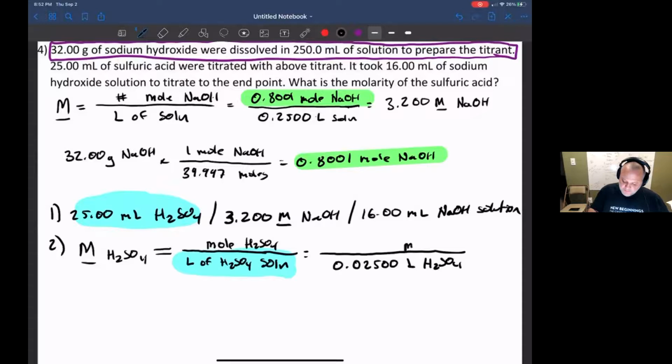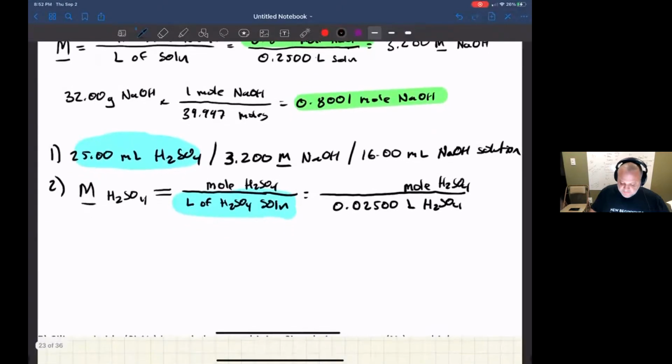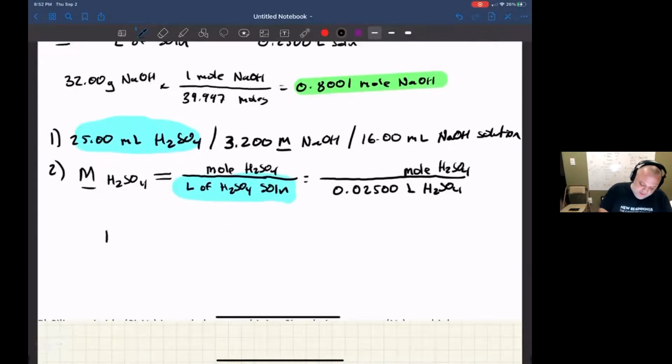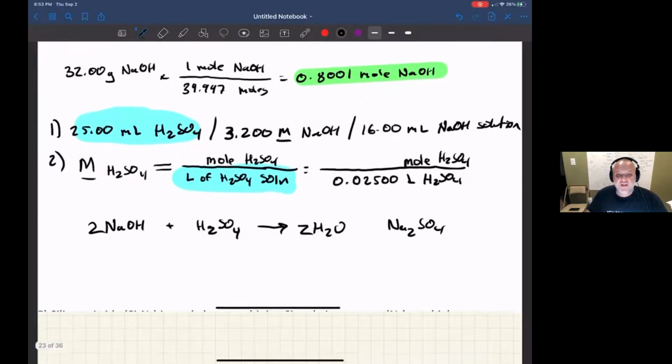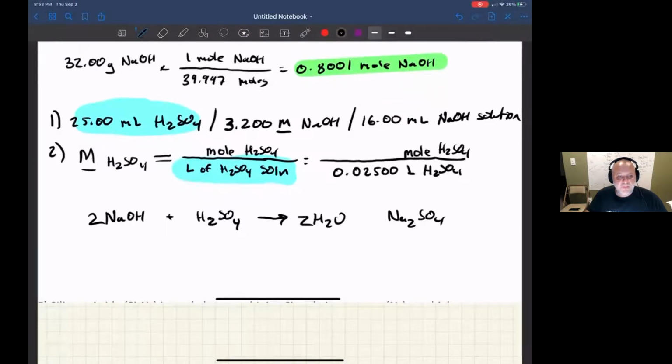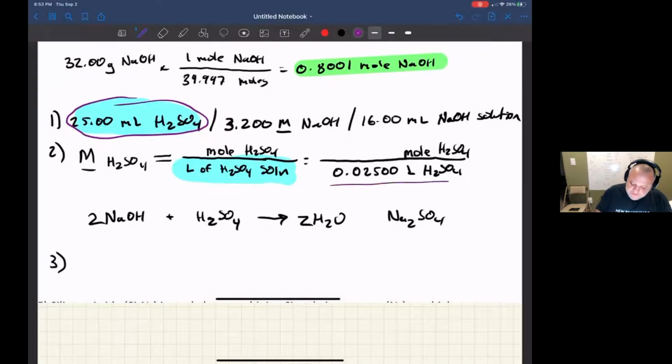Now I need to figure out the moles of H2SO4, and I'm going to do that with a stoichiometric analysis using the information that's left. But in order to do that, I'm going to need a balanced chemical equation. So it's sodium hydroxide reacting with H2SO4, it's going to produce water, and it looks like sodium sulfate. I'm going to need 2 here and 2 here to balance the equation. And now I have the information I need to produce the rest of my plan. I don't need to worry about this number in my plan because I've already got something that I'm going to do with it. I don't start plans with per expressions.